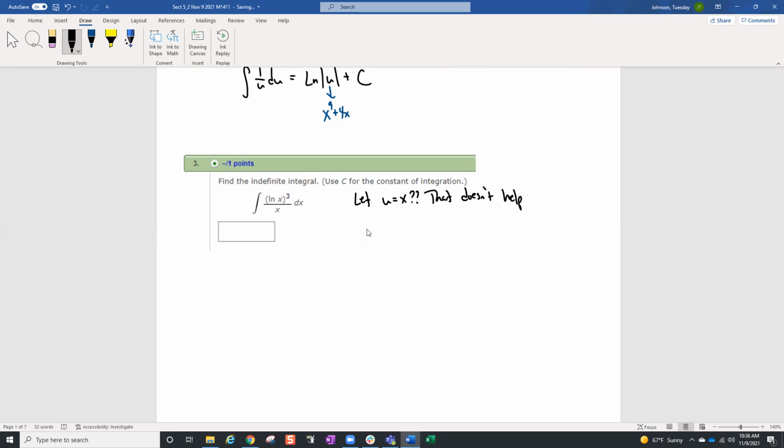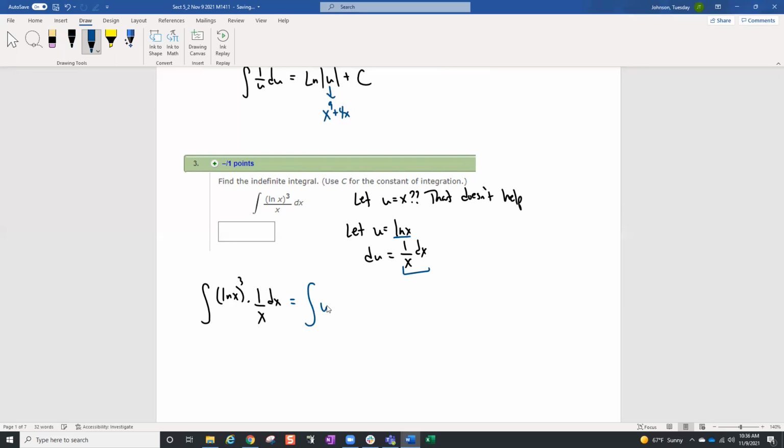So what else do we have going on? Maybe we'll let u be the natural log of x. And that's going to be okay because we know that the derivative of the natural log of x is 1 over x dx. And really, what do we have here? We have the integral of the natural log of x cubed times 1 over x dx. So we have our du, we have our u to the third.